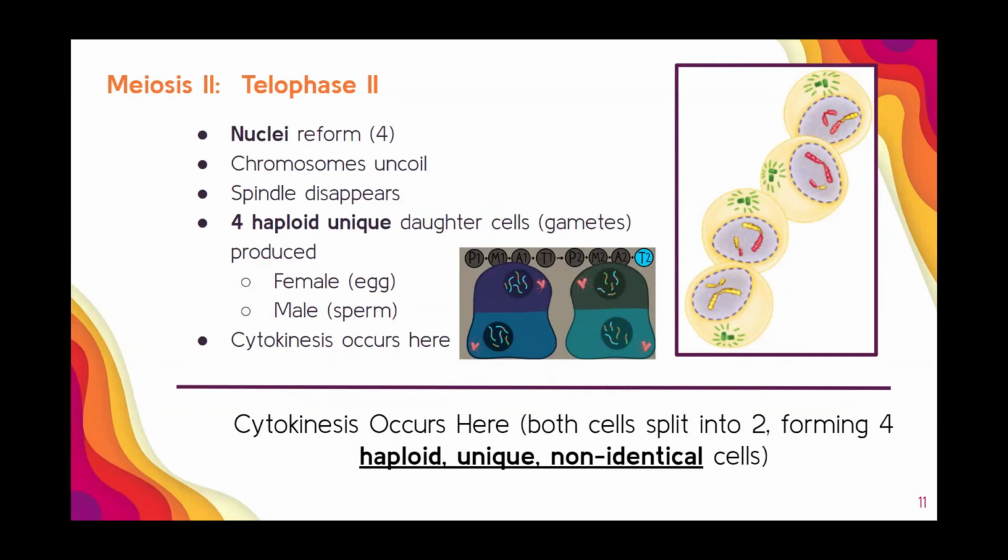And of course, you're going to add to the very bottom of your notes: cytokinesis occurs here. Both cells split into 2, forming 4 haploid, unique, non-identical cells. So at the end of meiosis 1, we had 2 haploid, unique, non-identical cells. At the end of meiosis 2, we have 4 unique cells.